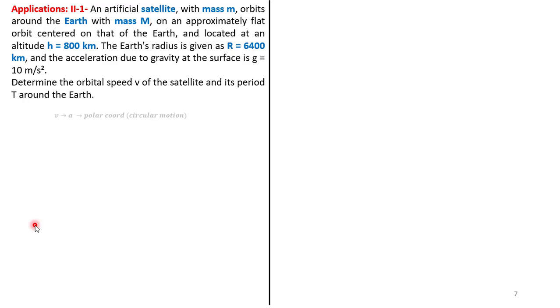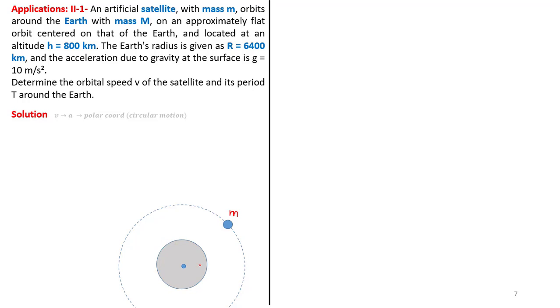In this exercise, we are studying a case of a central force, which is the gravitational force that is acting between two masses. So let's start with this application. An artificial satellite with mass small m orbits around the Earth with mass capital M. So we have two masses. We have a satellite of mass small m that is orbiting around Earth.